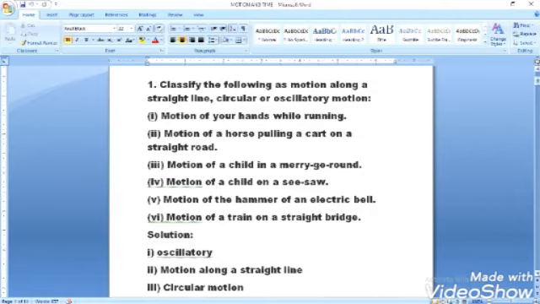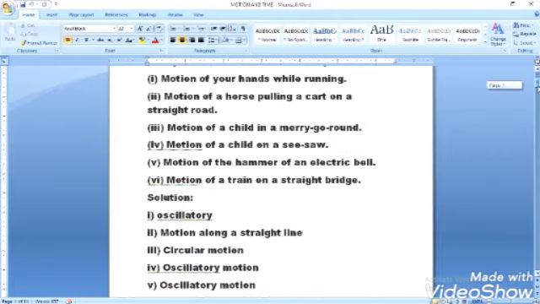Fourth one, motion of a child on a seesaw. Seesaw, so it is a periodic motion or oscillatory motion. Motion of the hammer of an electric bell. It is also oscillatory motion. Motion of a train on a straight bridge. This is straight line motion. Next one.